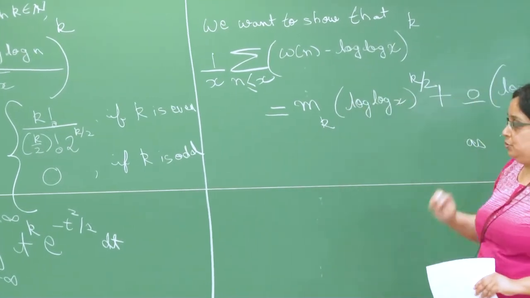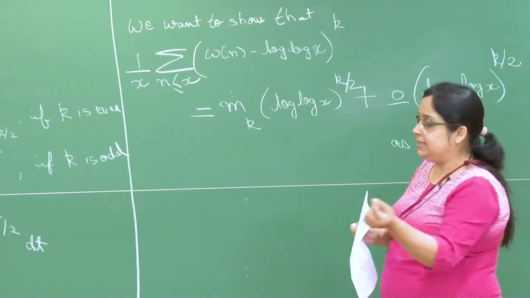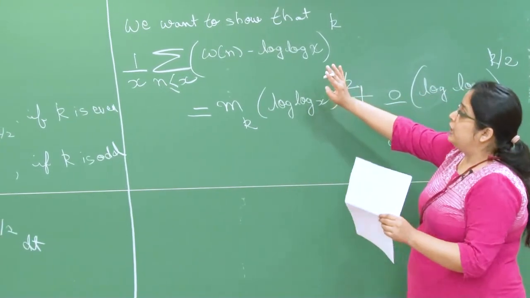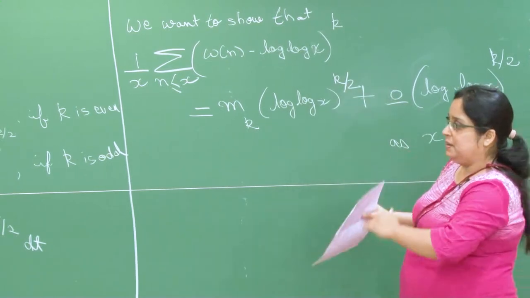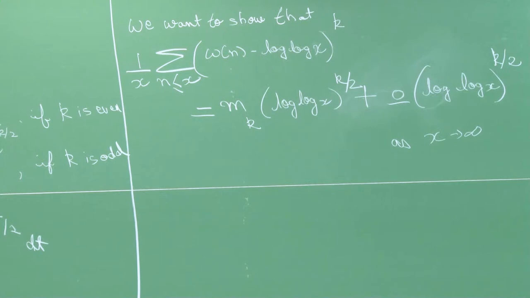This is equivalent to the previous statements, because, as I just mentioned, unless n is very, very small, log log n and log log x would be very close to each other when you are talking about all the numbers from 1 to x. Okay.